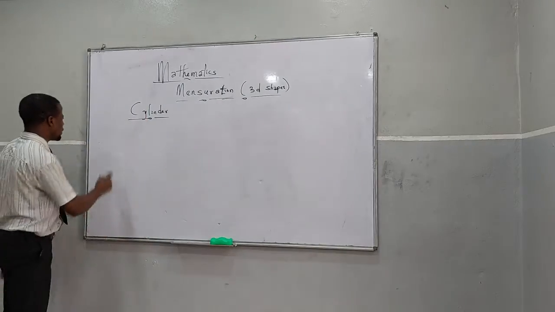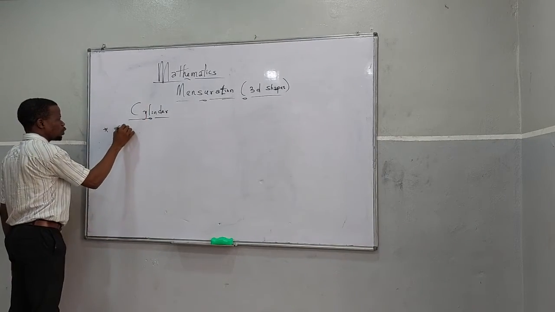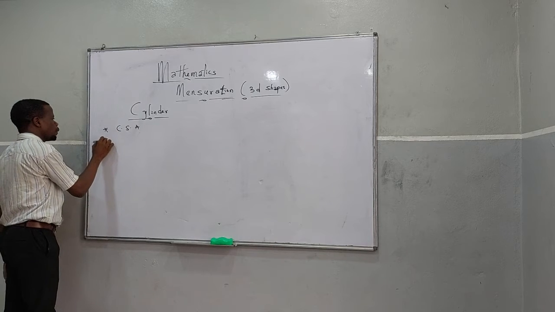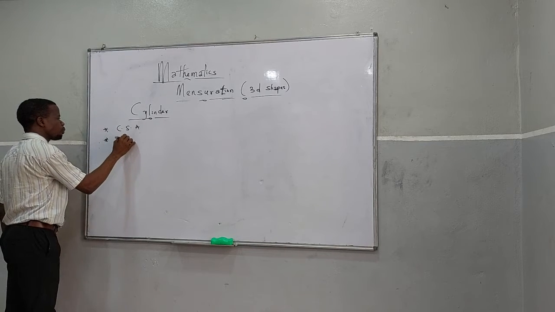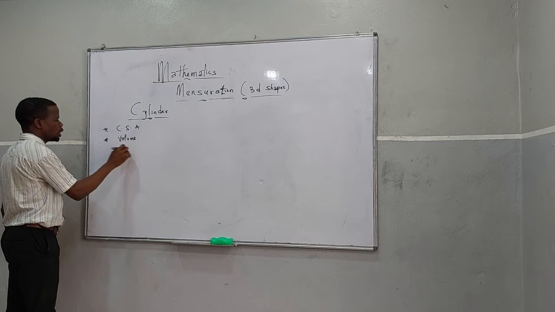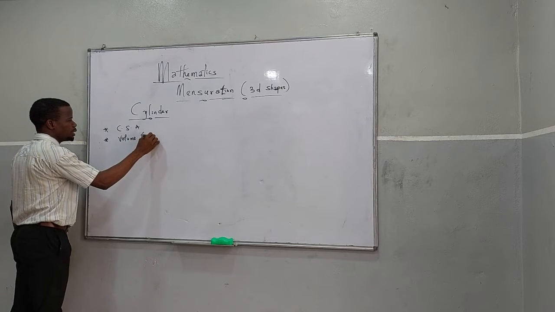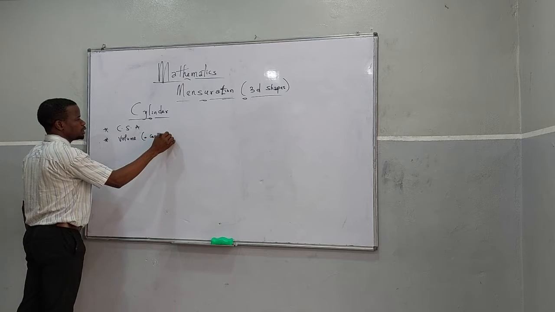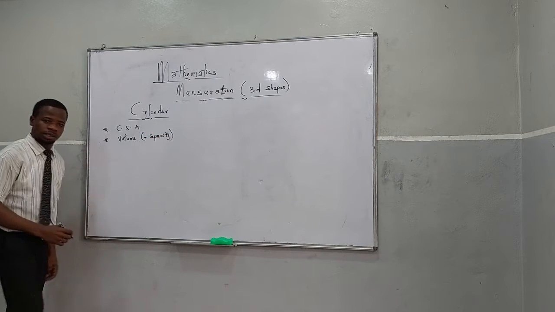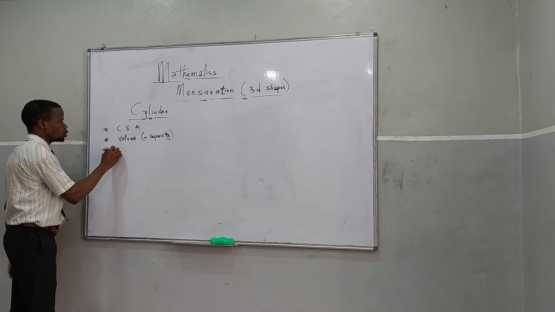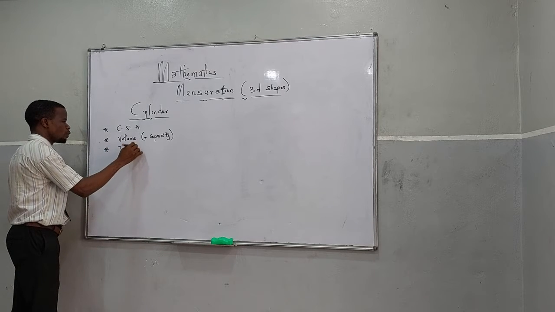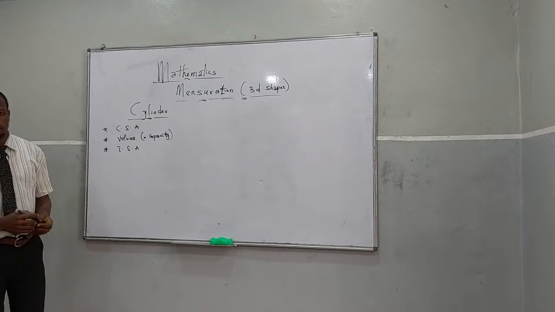And what are the properties we consider about that? We consider the curved surface area of that cylinder. We consider the volume. Then from there, we can also consider the capacity. We can relate that to the capacity. Then from here, we consider also the total surface area. That tends to be TSA.